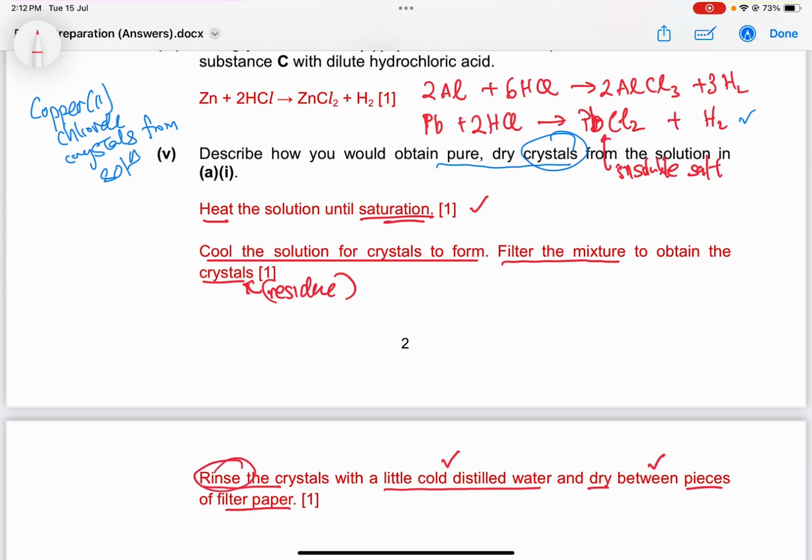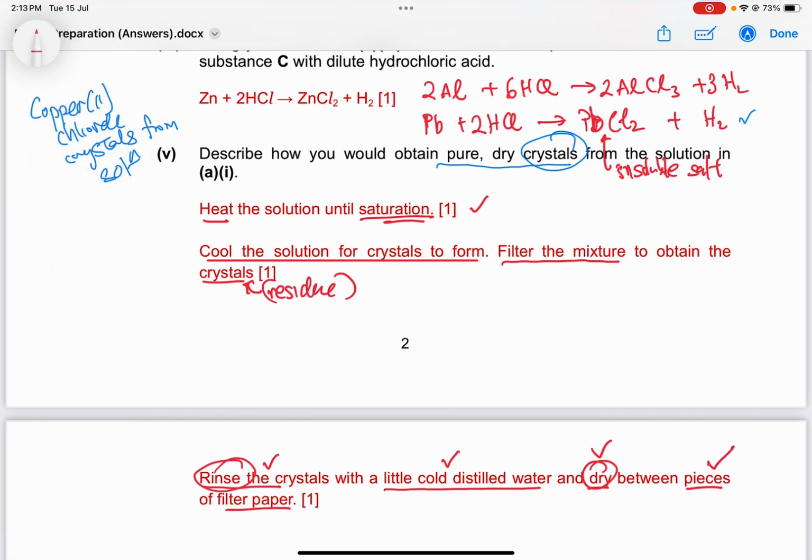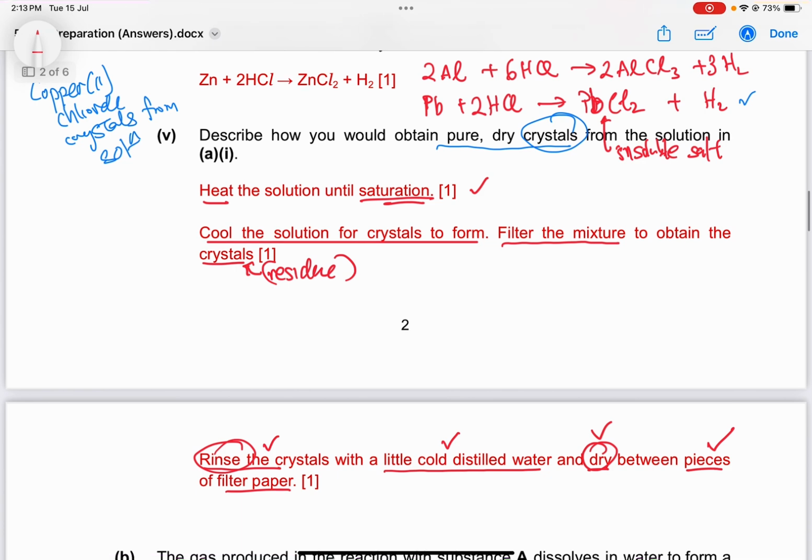So this is the rinse and dry step. Don't just say rinse and dry. You must say rinse with what, dry with what. Sorry, I should tick all the points that you should take note of. Dry between pieces of filter paper. So look at the mark allocation when you write down the steps for crystallization. Please don't miss out any of the points.